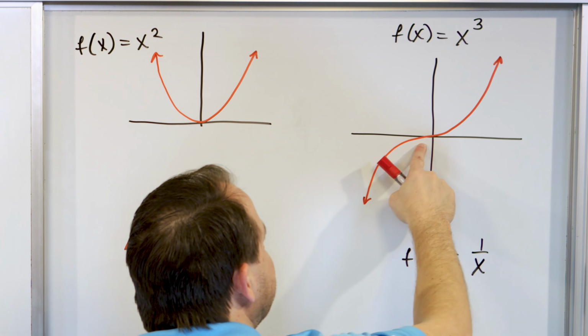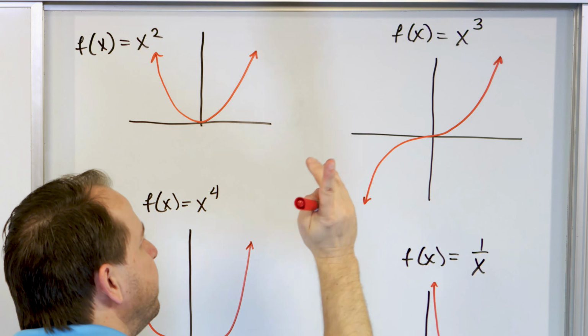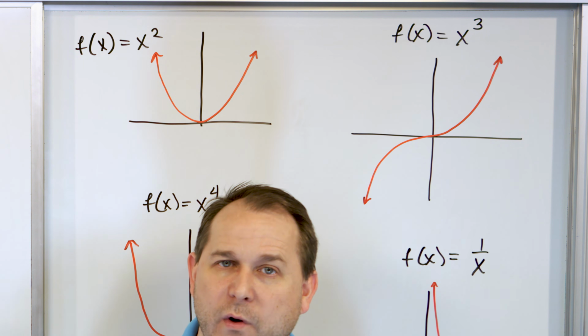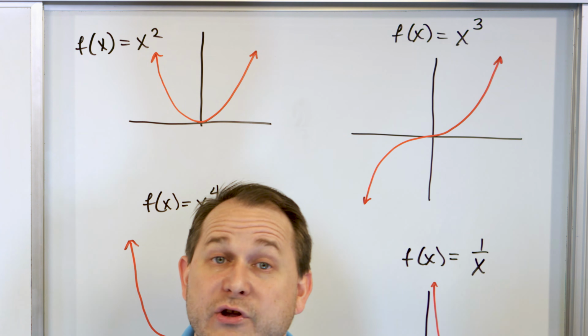But on the negative side, notice it curves down like this because if you have -1, then it'll be -1 times -1 times -1. So negative times negative times negative will give you a negative value.